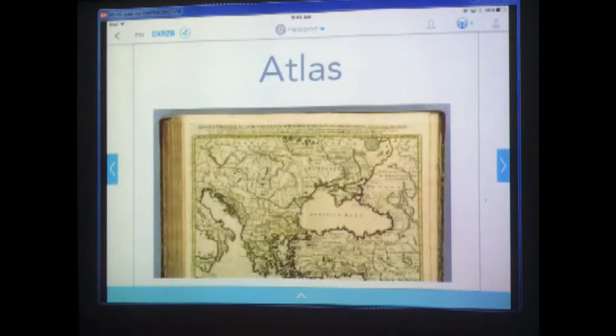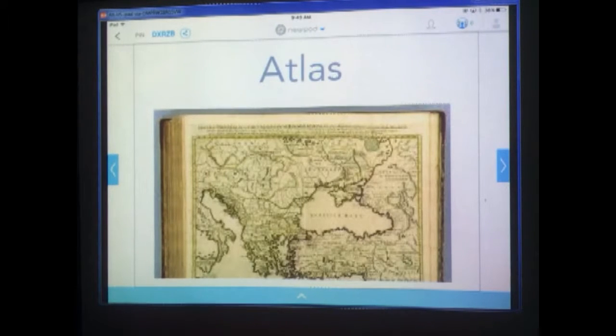A book of maps. Okay, an atlas is a book of maps. Now, it may also have charts and graphs and things of that nature, pictures, that give you a little bit more detail and an idea about what's going on. An atlas is just going to take all of the different maps and put them in one place for you.